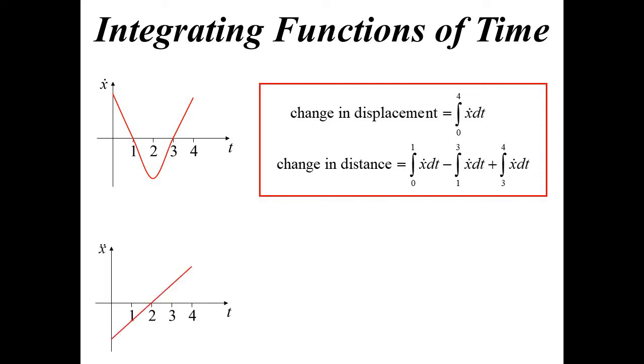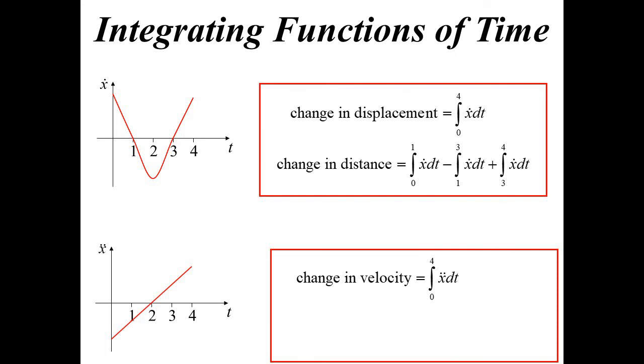So for acceleration, we can use the same idea. Change in velocity would be the complete integral from 0 to 4, whereas change in speed is the area. So it'd be minus, because it's below, from 0 to 2, and then plus 2 to 4.